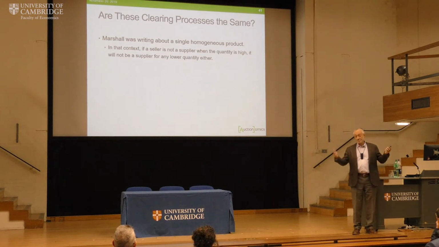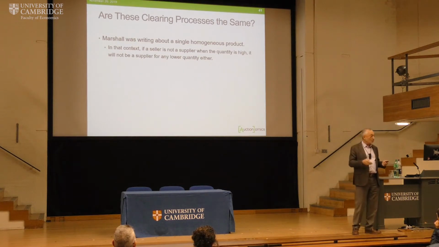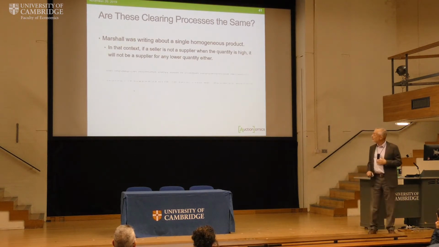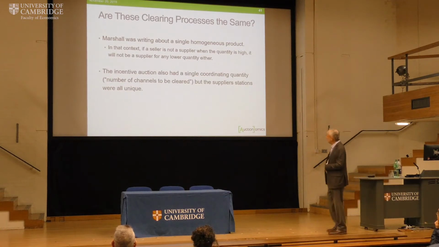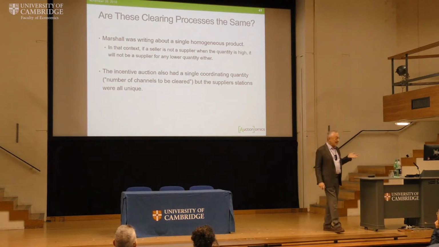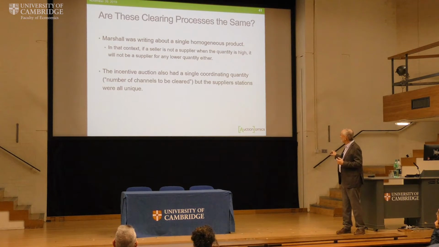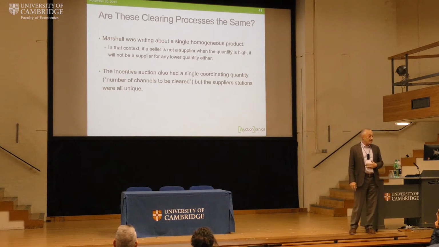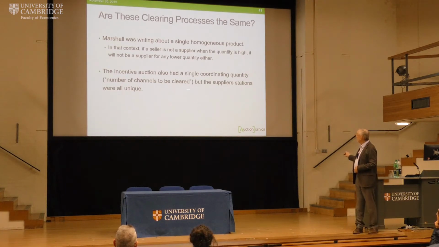Okay, that's normal, intuitive. You might think that that was obvious and would hold in general, but you'd be wrong. In the incentive auction, we also had a single coordinating quantity, what we call the number of channels to be cleared, but they're not all the same thing. And the suppliers are all unique.